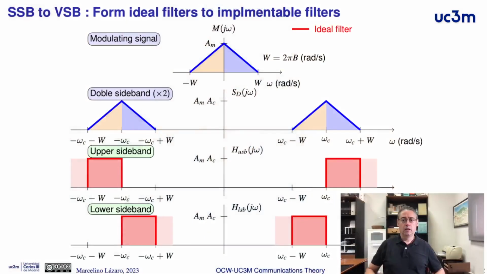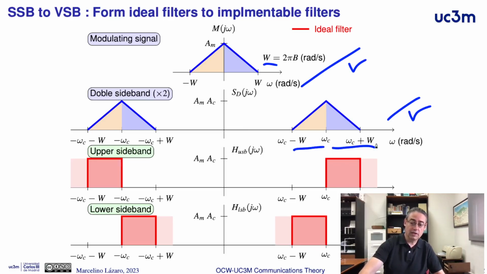In this video, we will analyze the conditions that a vestigial sideband filter must satisfy. In this picture, we have an example of the frequency response of a modulating signal with a given bandwidth W radians per second, and here we have the frequency response of a double sideband modulated signal with double amplitude. We can see here the two sidebands of this modulated signal.